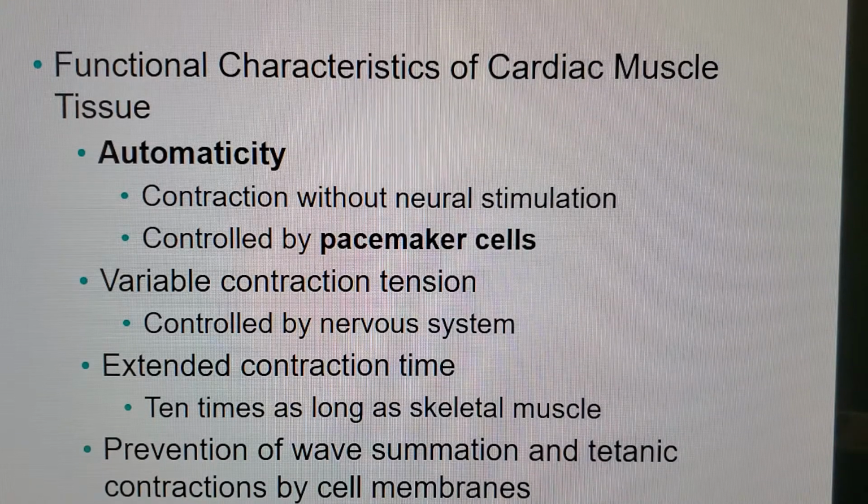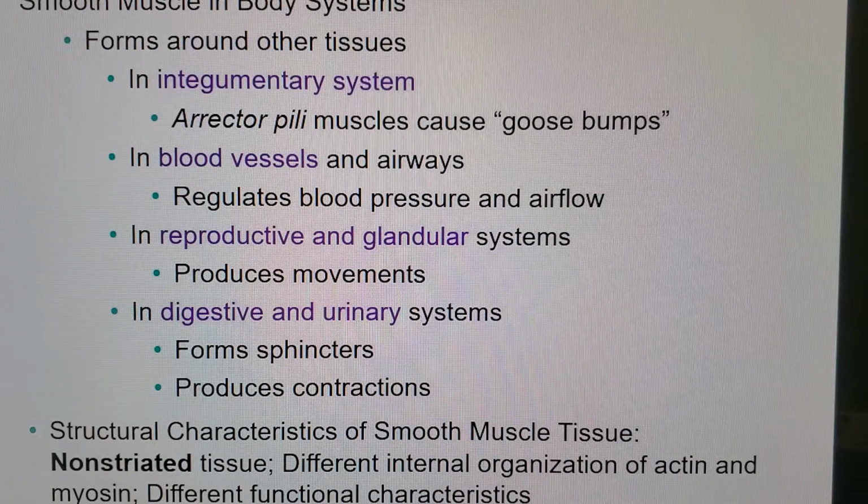And lastly, we're going to talk about smooth muscle tissue. And the smooth muscle tissue is in several other systems. The erector pili muscle that we talked about in the integumentary system that caused the goosebumps, that is smooth muscle. Blood vessels and airways are smooth muscle, and when those blood vessels contract because of tension and stress, that increases the blood pressure of the person. That's not the only thing that affects blood pressure, just one aspect of blood pressure. And those blood vessels are made of smooth muscle tissue.